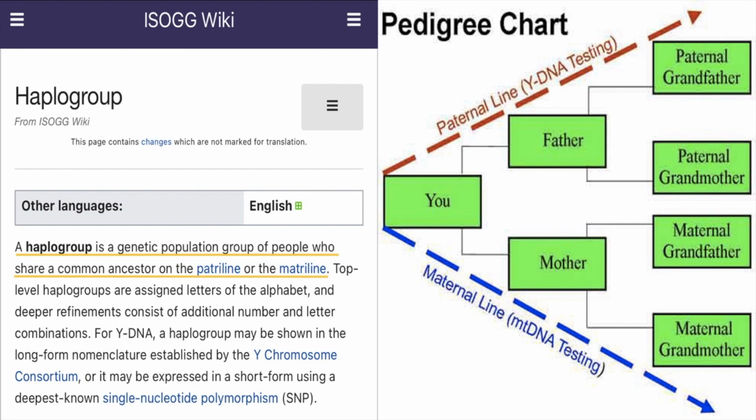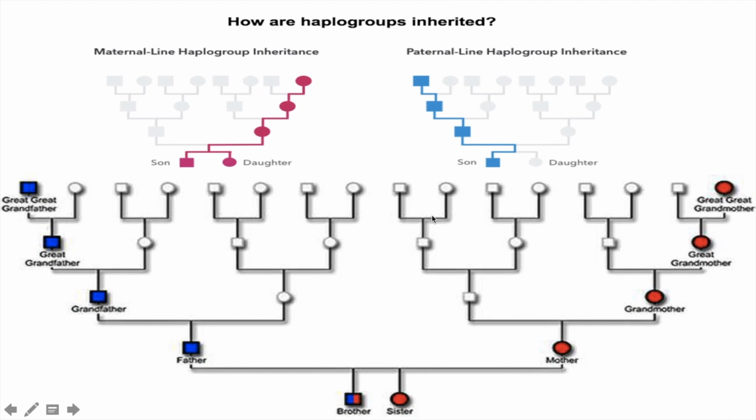So here's a visual representation of this. This is from ISOGG Wiki, and it says a haplogroup is a genetic population group of people who share a common ancestor on the paternal line and the maternal line. So have this as a representation of yourself, you having your father's paternal or Y-DNA, and then your mother's maternal line. If you were a man, you'll carry both, but if you were a female, you'll only carry the mother.